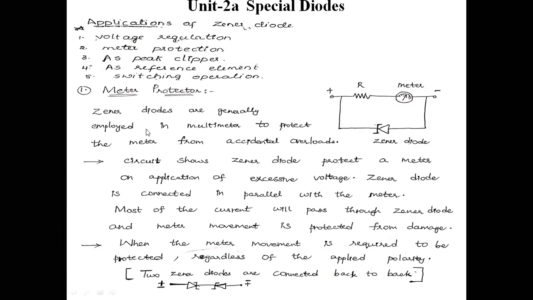Here first, this is the meter protection. In this meter protection, this Zener diode is placed in the circuit like this. This is the positive terminal. One Zener diode is attached here. For high flow of current into the circuit, some resistance is made across the input side, and one meter is connected. This meter should be protected. For that sake, I am placing one Zener diode here. The current will flow in this direction, and thereafter only it will go to the meter. Zener diode is generally employed in a multimeter to protect the meter from accidental overloads.